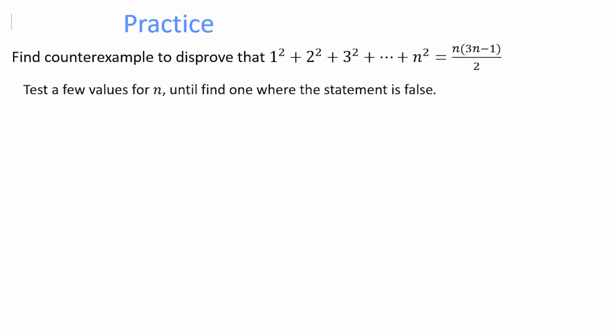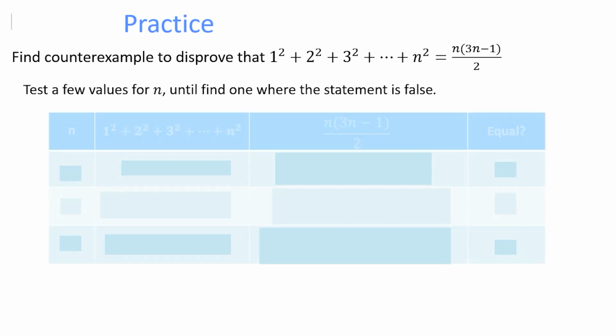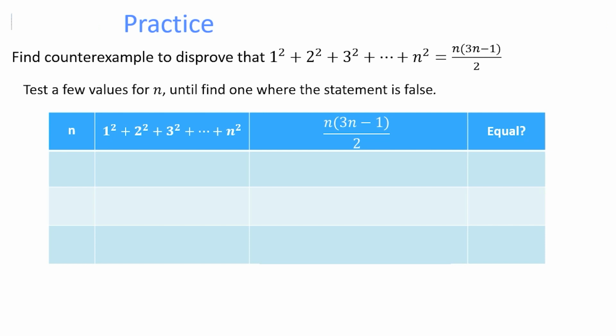And the answer is, well, here again we need to use a table to organize our data. I'm going to use 4 columns this time because I want to have a column for values of n. I need 1 column for the left-hand side, 1 for the right-hand side, and the last column is to decide whether these two are equal or not. And let's test our values.